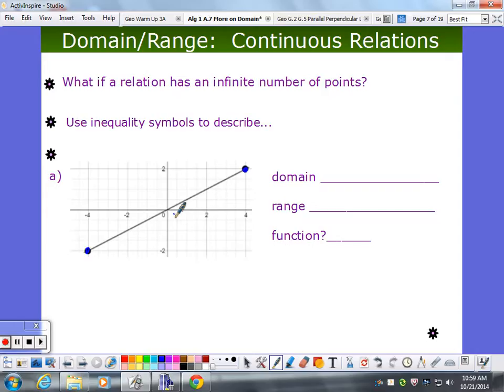So what's the domain, what are my inputs into this particular, well, first of all, is it a function? Let's answer that question first. Function? Yes. Every input does have one and only one output. I can use the vertical line test to see that. So what's my domain? What do you think?